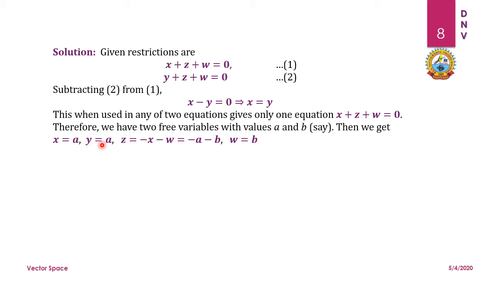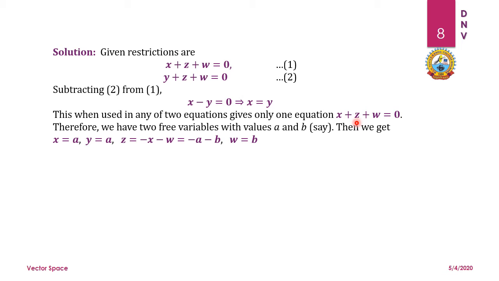and therefore we can always write that X equal to A, Y equal to A, Z equal to minus X minus W, which can be taken as minus A minus B, and W equal to B. So when there are 4 components and there are 2 restrictions, it is going to give us 2 free variables, which is proved with the help of this, that we have got X equal to Y and X plus Z plus W equal to 0. So I can find only the value of X by taking Z and W to be arbitrary values, and that is why these are called free variables.